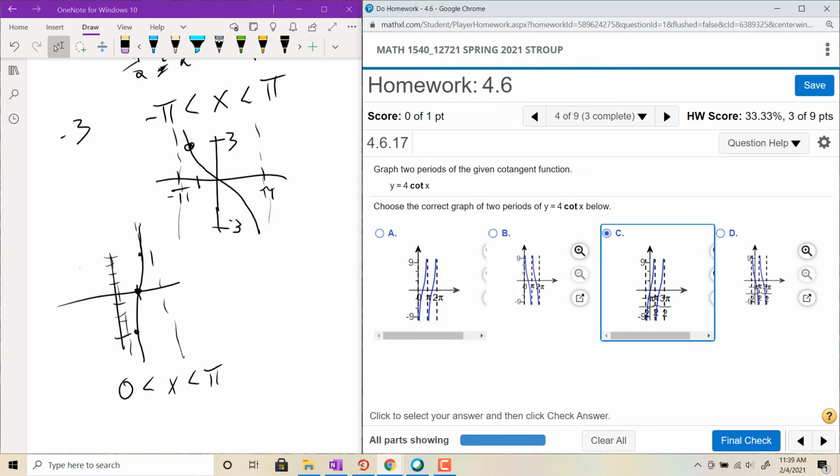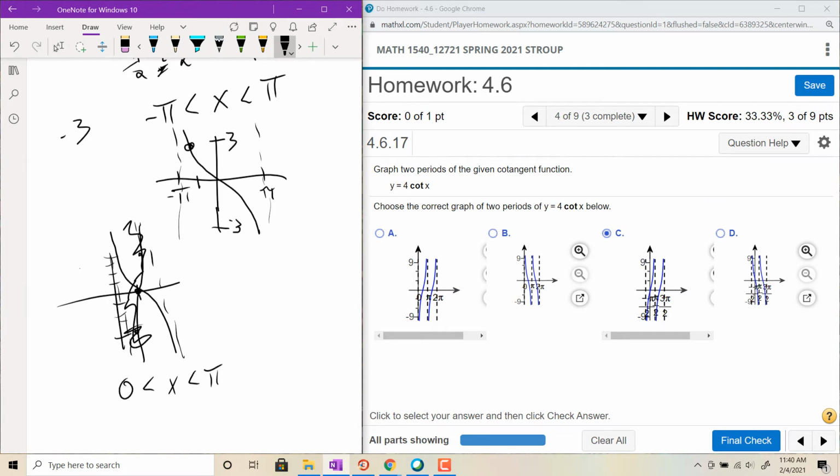No, it can't be that one because it's not in the right interval. And these other ones are upside down. Oh, cotan's always upside down. So cotan always looks like that. So it's either B or D. And cotan, yeah, it goes through pi over 2. This one looks like it's going through 0.